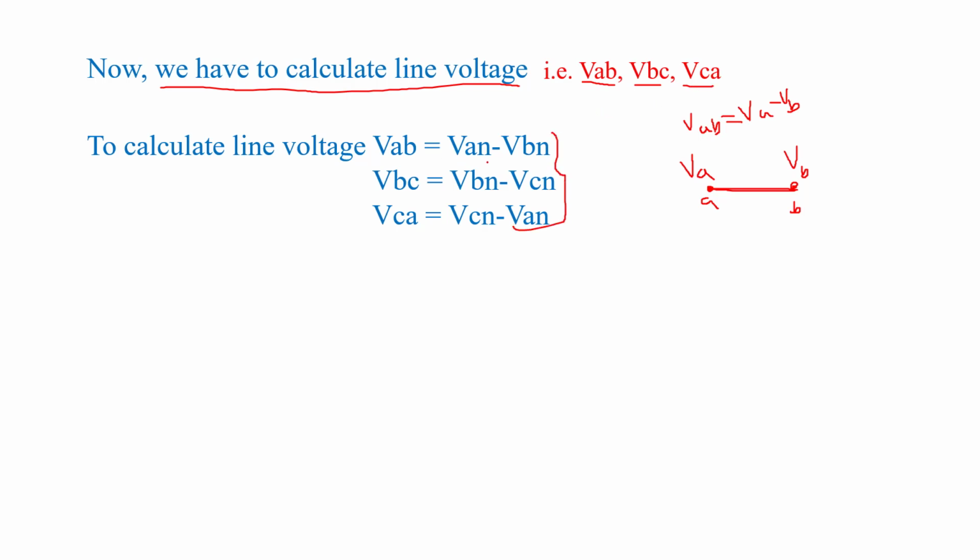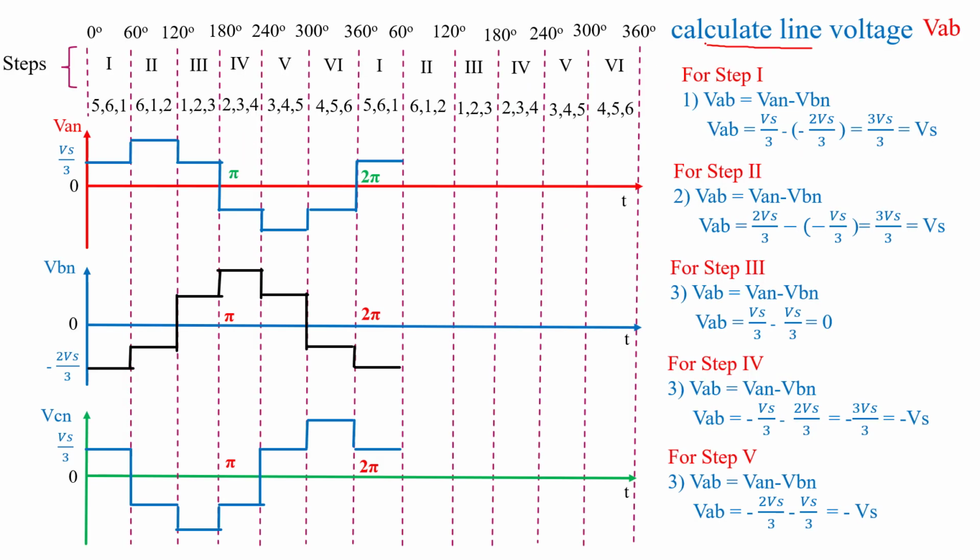So we have VAN minus VBN. For VBC we calculate by using this formula VBN minus VCN, and for VCA we calculate by using this formula VCN minus VAN. First I will calculate the line voltage for VAB. By using this procedure you have to calculate the line voltage for VBC and VCA. I am only calculating the line voltage for VAB and drawing the waveform.